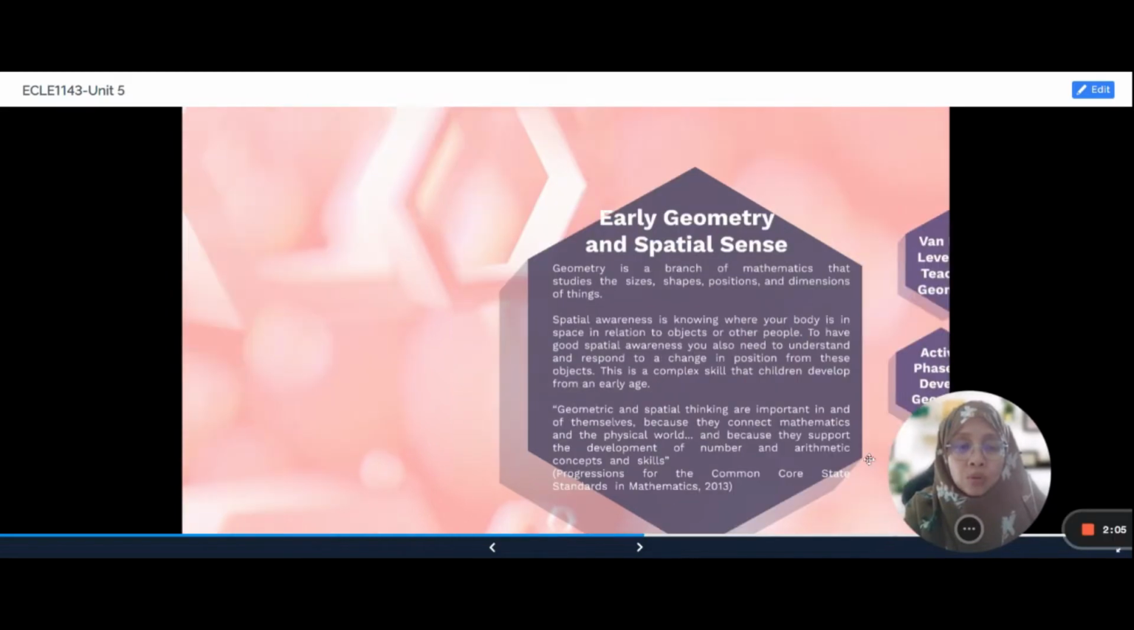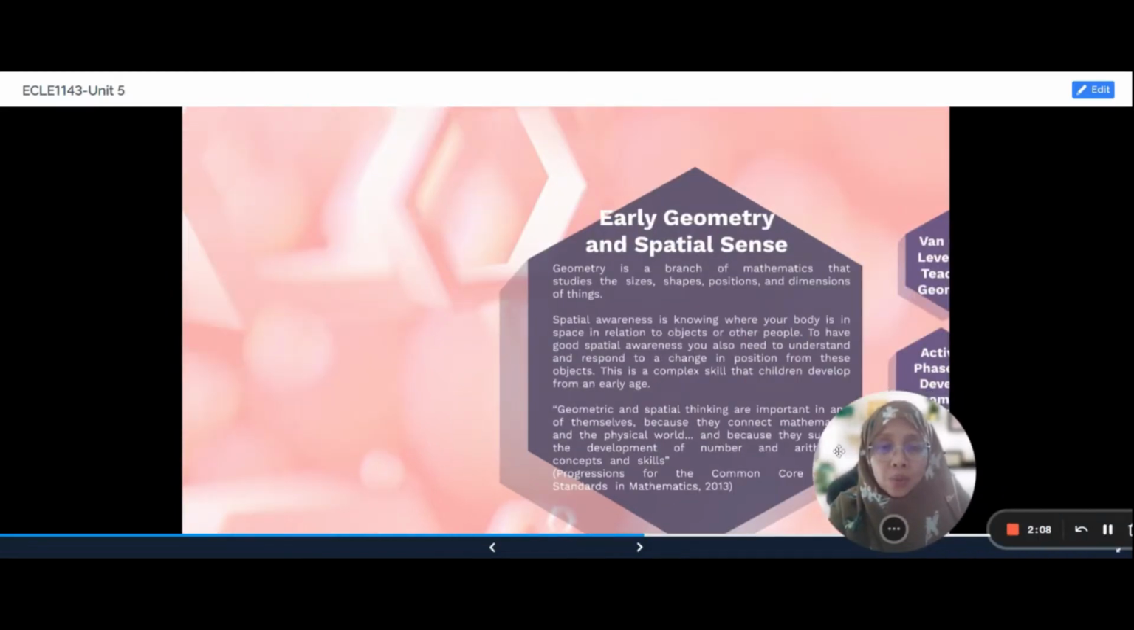So this spatial awareness is actually a complex skill that children develop at an early age. From the progression for the Common Core State Standards in Mathematics, it says that geometric and spatial thinking are important in and of themselves because they connect mathematics and the physical world, and because they support the development of number and arithmetic concepts and skills. Along the process of teaching this subject, I will explain to you the condition of early geometry and spatial sense in our daily life.